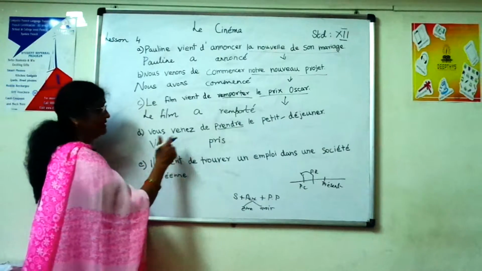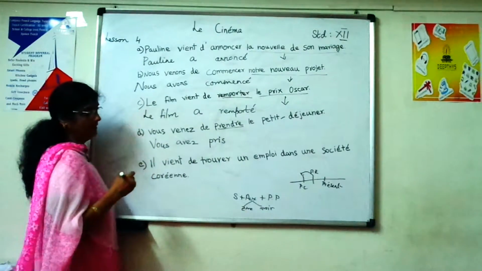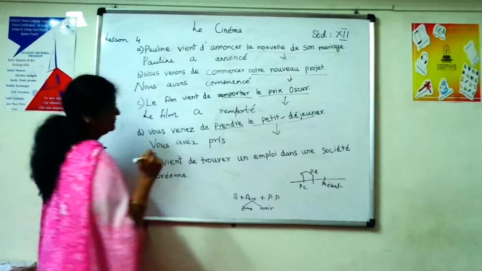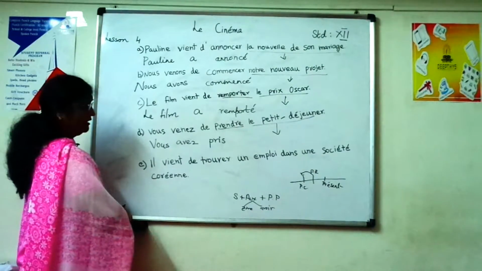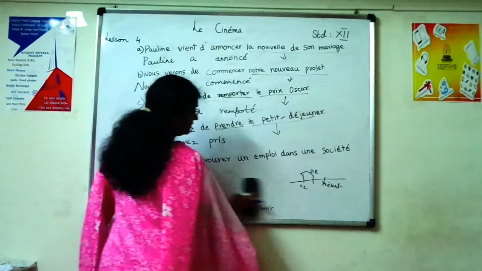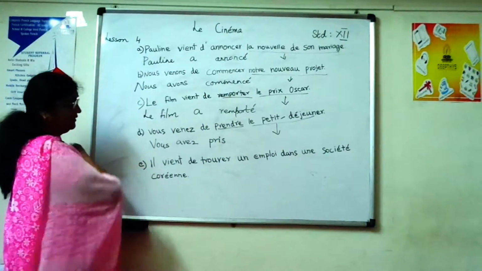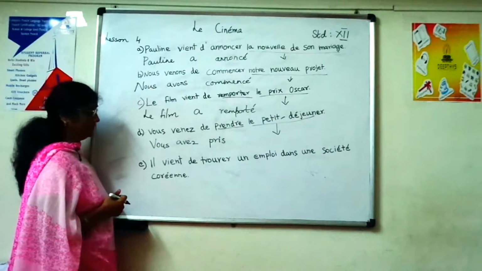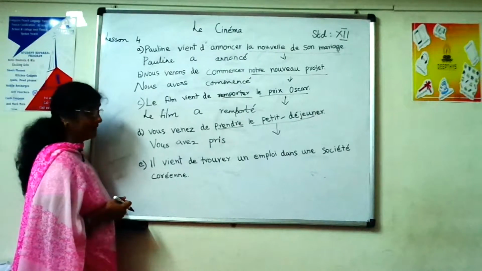So you will write avoir as the auxiliary verb. Avoir for vous is avez. Vous avez pris le petit déjeuner. So bring this back into the sentence. Vous avez pris le petit déjeuner. Now we come to the last sentence of this exercise. Il vient de trouver un emploi dans une société coréenne.